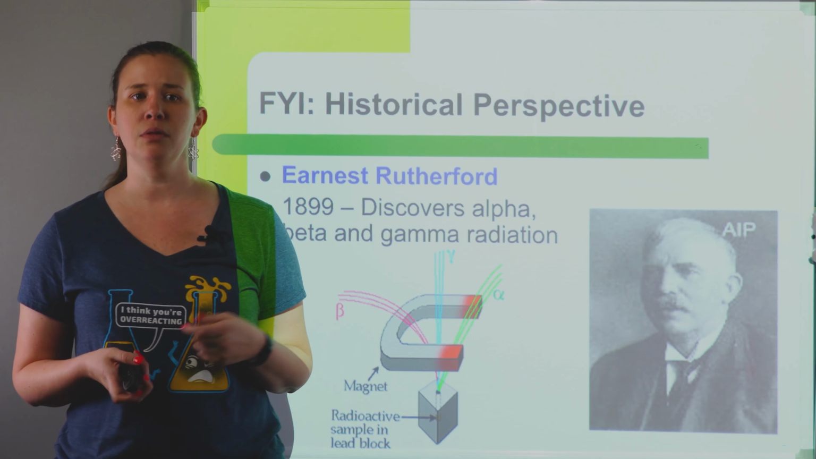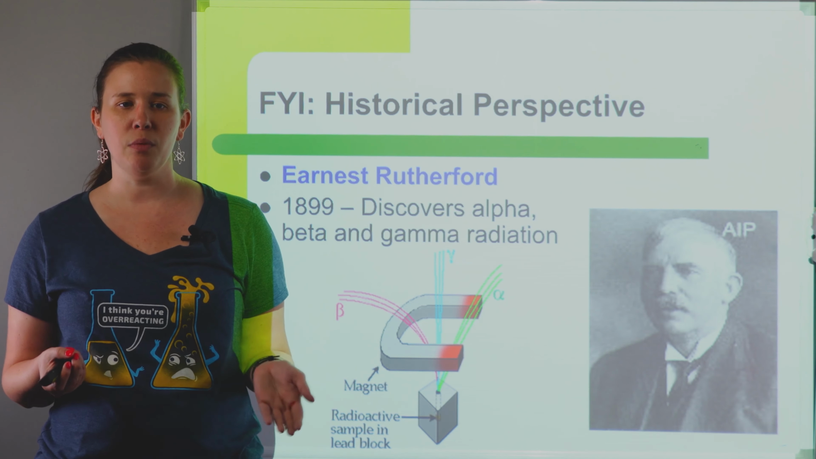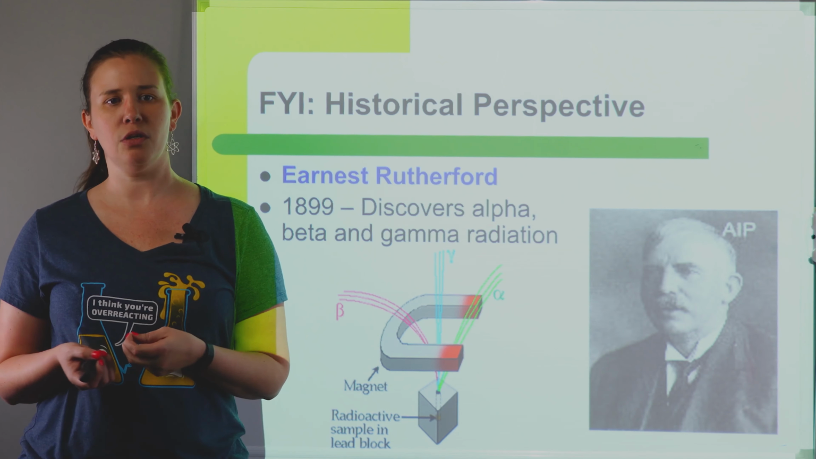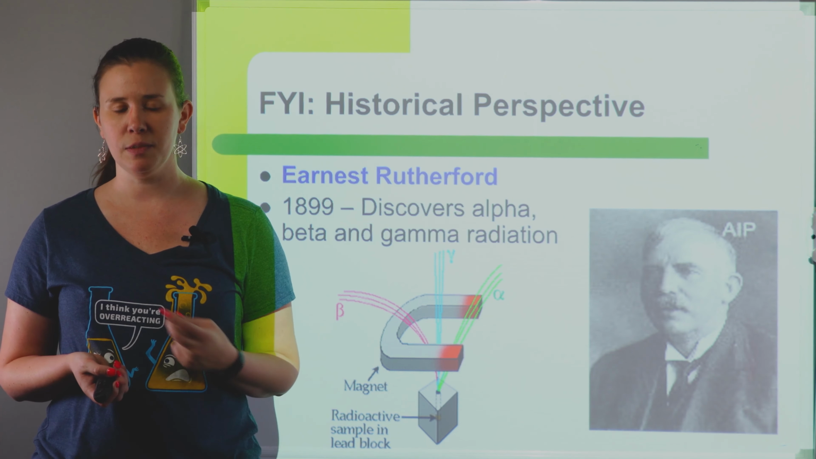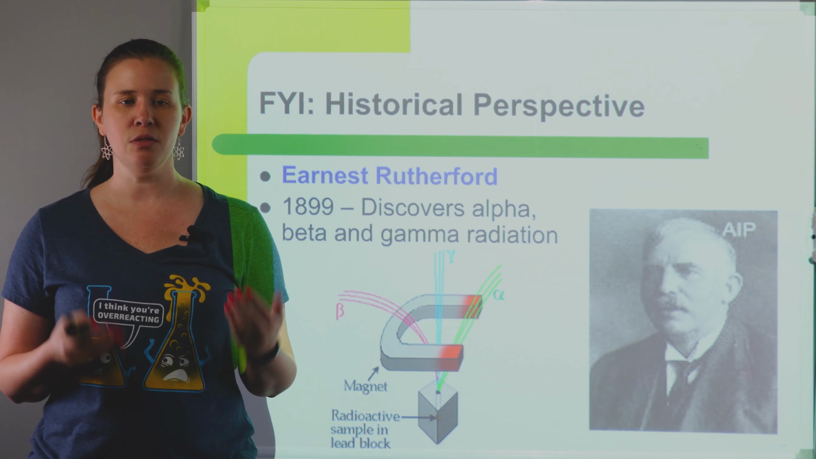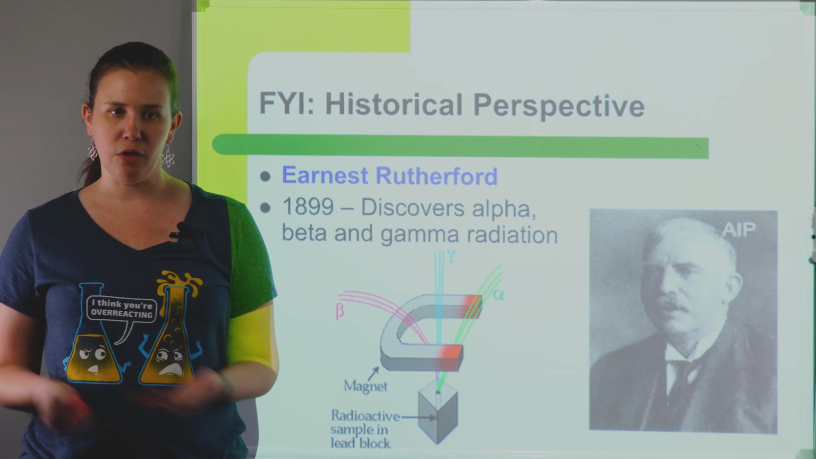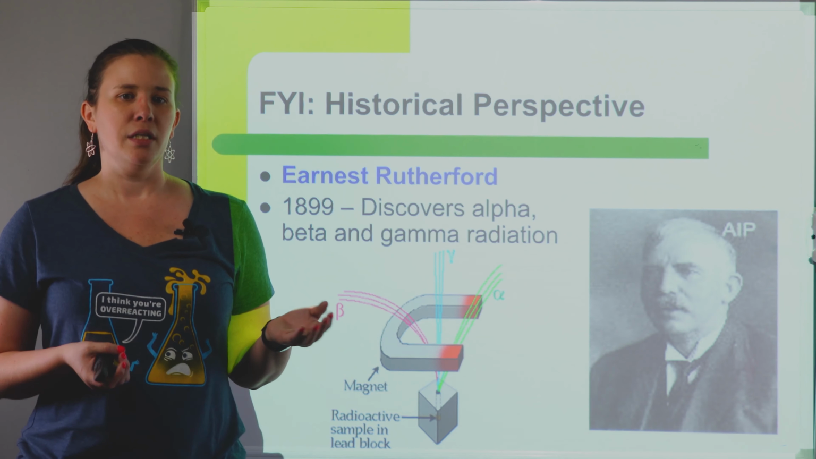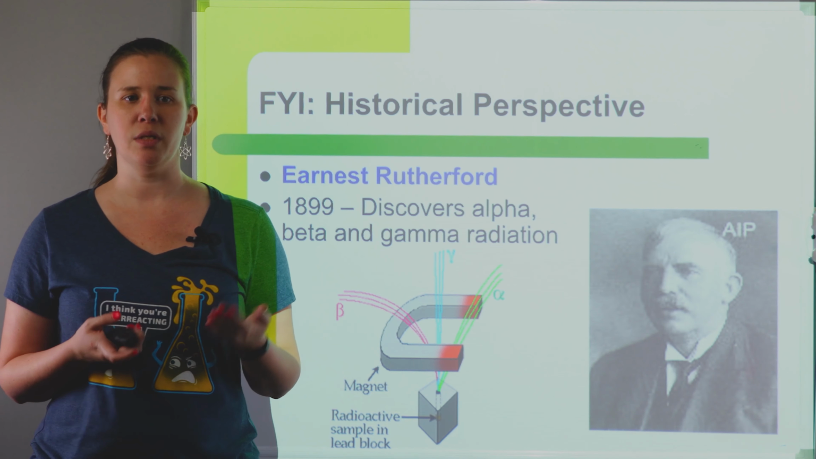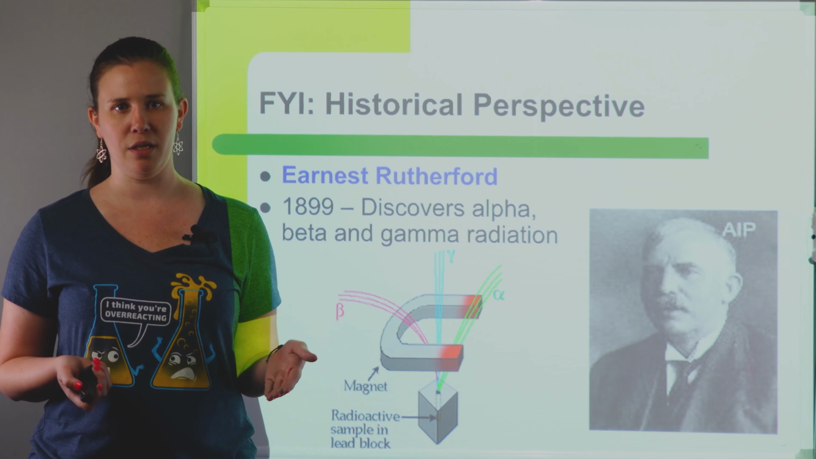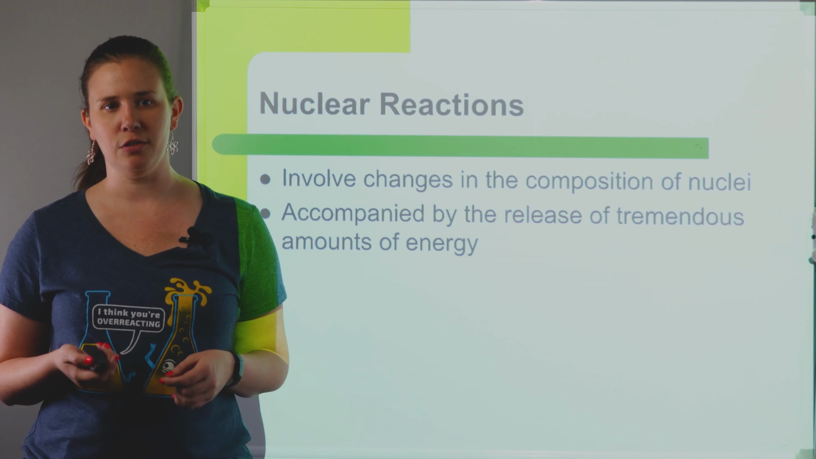One other name to note is Ernest Rutherford. You may remember that he actually discovered the positively charged nucleus from his gold foil experiment. So of course, if he's studying the nucleus, he would probably be involved in nuclear chemistry. He actually helped determine the difference between alpha, beta, and gamma radiation, or three different types of radiation.